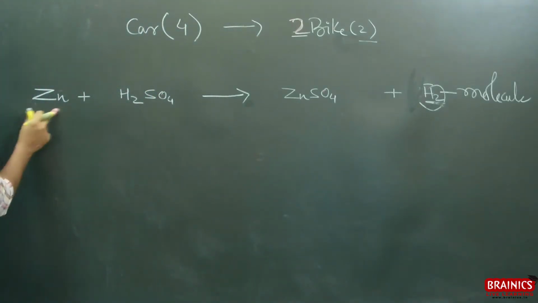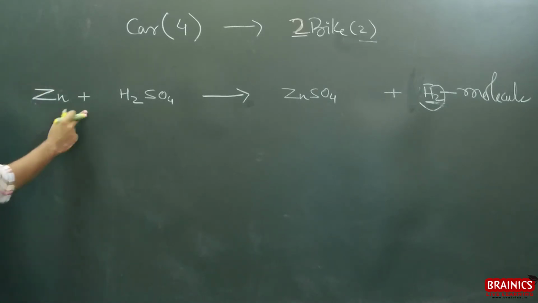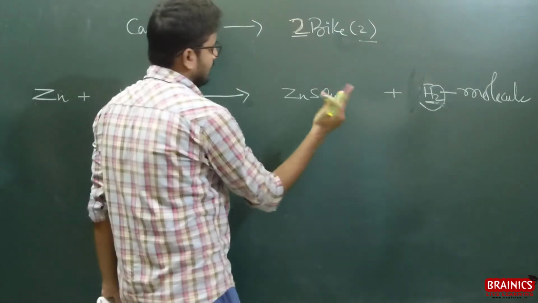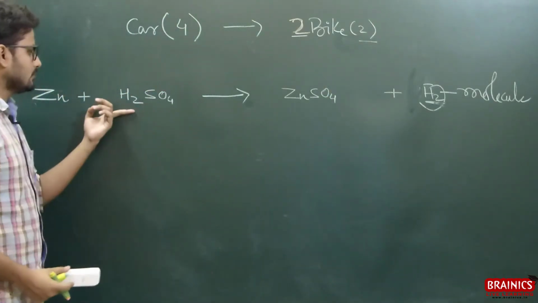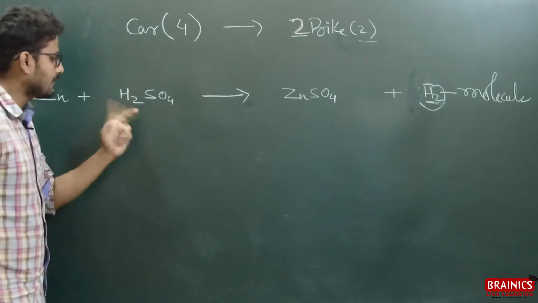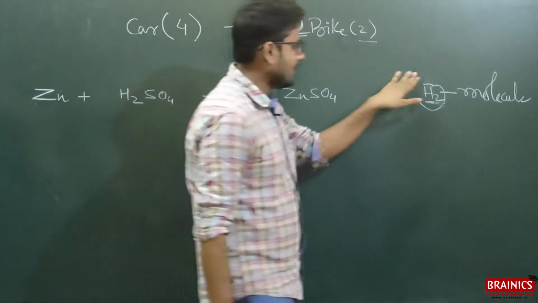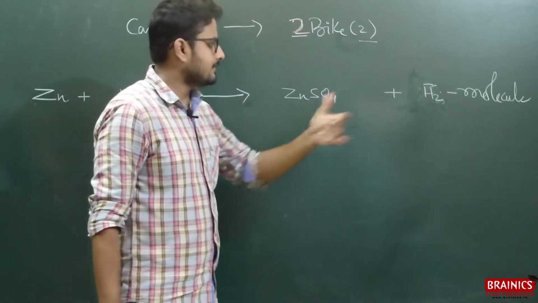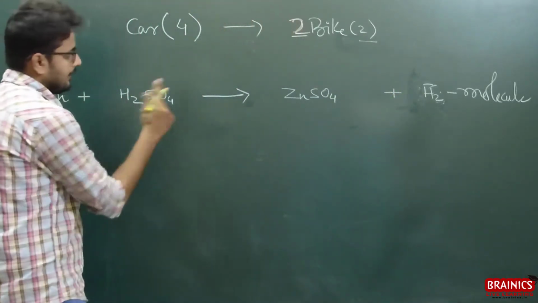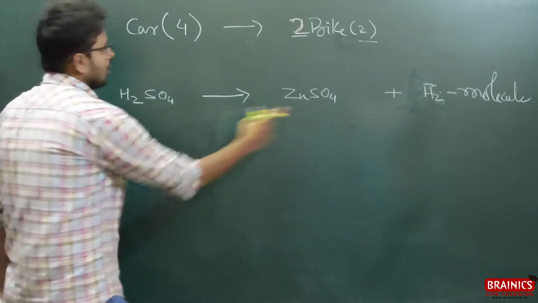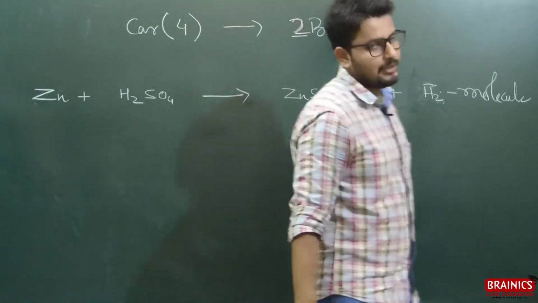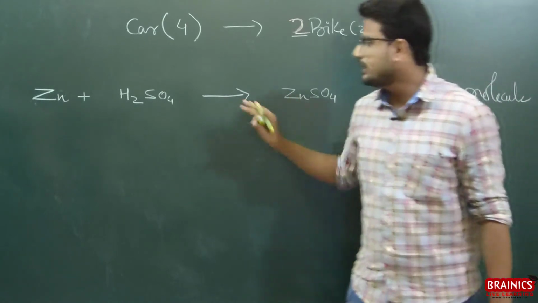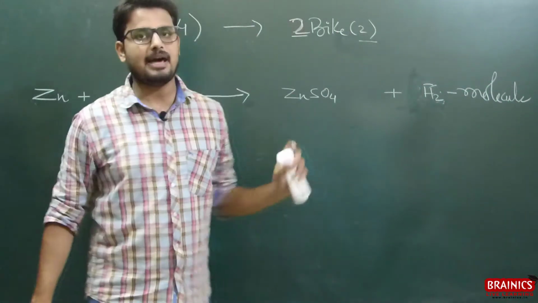Zinc: how many zinc are present? No number on this side and this side, that means 1 zinc. Hydrogen is 2, H2, and hydrogen is 2 here as well. Sulfur 1, oxygen 4. This means this equation is already balanced. You don't need to do anything.